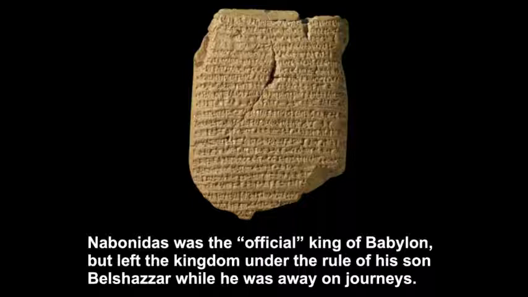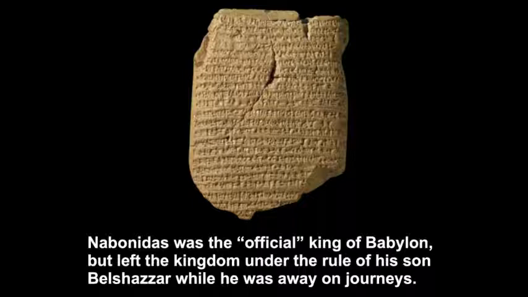Nabonidus was the official king, and you can write this down if you want. I put it up there in quotation marks. He was the official king, but he left the kingdom under the rule of his son while he was away on journeys, which was almost all of the time. And like I said, he was a historian. He loved restoring ancient ruins and digging up archaeological sites. That's kind of funny, because now we dig up archaeological sites about him, and that's what he was doing for other peoples that had lived before him. And he also built museums in Babylon to show off the things that he found.